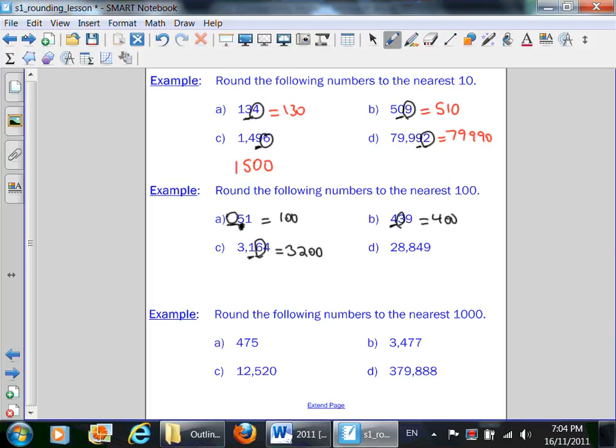And now let's take a look at 28,849. This number right here is in the hundred spot. This 4 tells us how to round. We're going to round down, so that's 28,800 if we round to the nearest hundred.